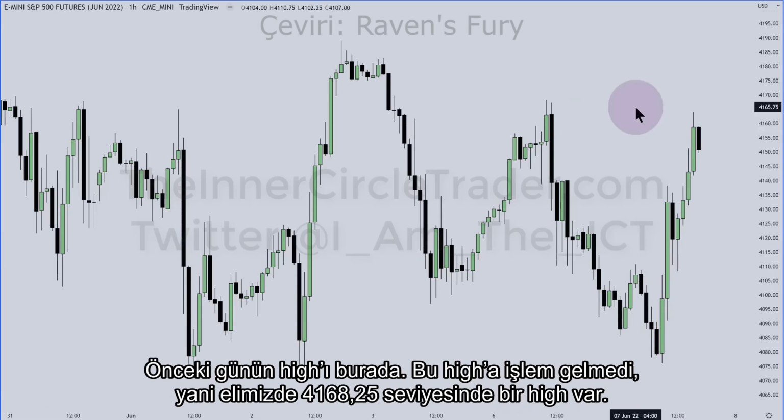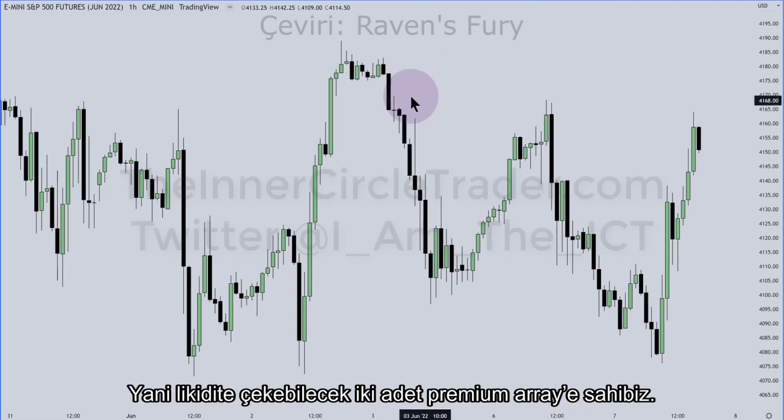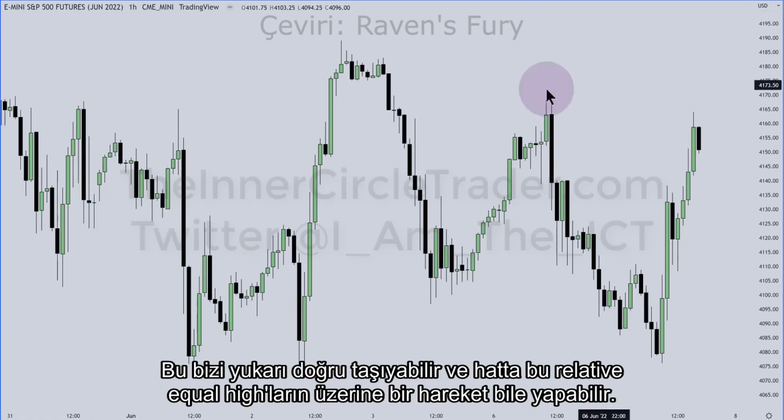Previous day's high, which is here, that high was not traded to. So we have a high of 41.68 and a quarter, and then we have a fair value gap over here. So you have two premium arrays that may be a draw on liquidity. It takes us up in here and maybe even run above these relative equal highs.